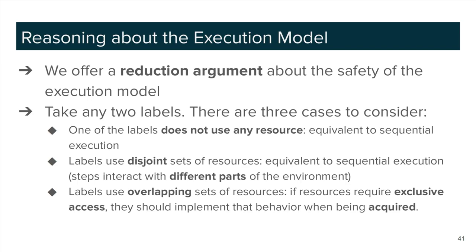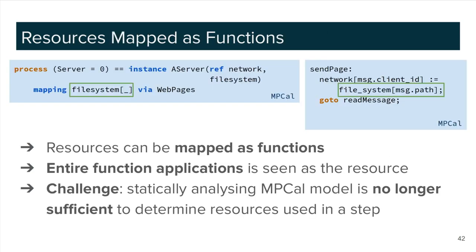So to just skim over this, we have a pretty simple argument where if you don't use any resources, you're fine. If you have disjoint sets, you're fine. If you have overlapping sets, if you access them in order and their synchronization works, you're fine.